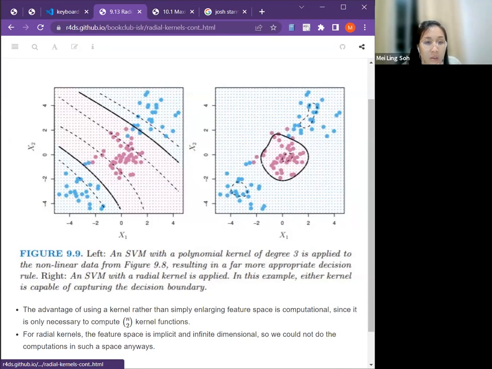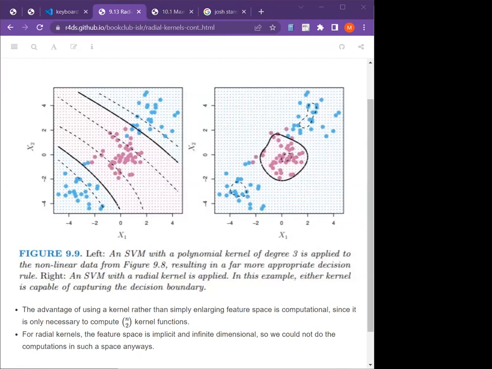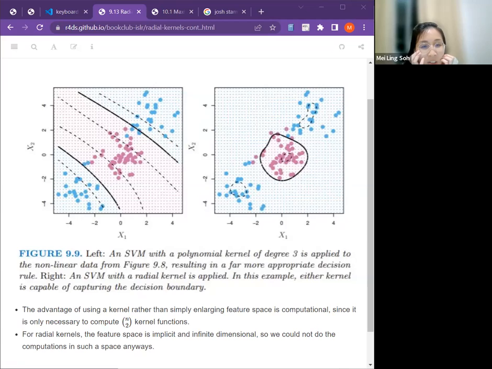Someone posted on chat. So my understanding of the radial one is, yes, 3 degree or higher dimension capabilities means it will be non-linear when it's plotted in a 2D domain. Yes.